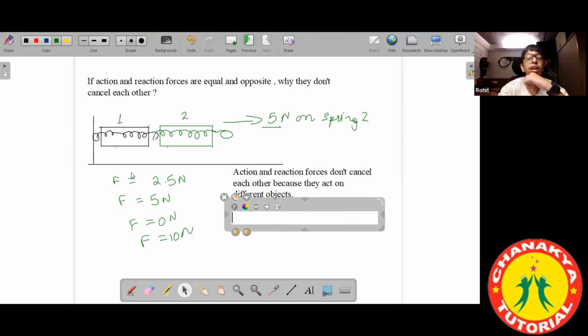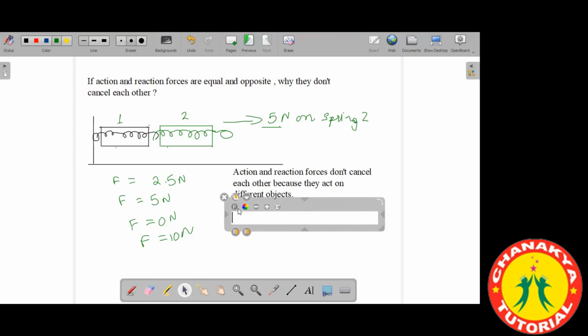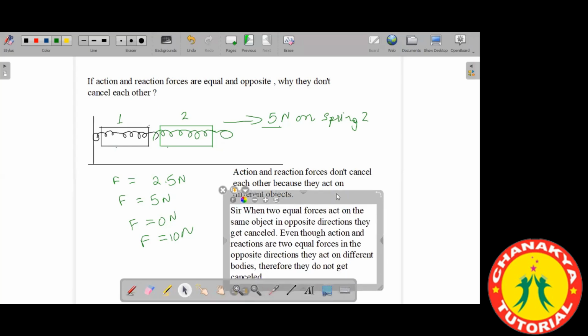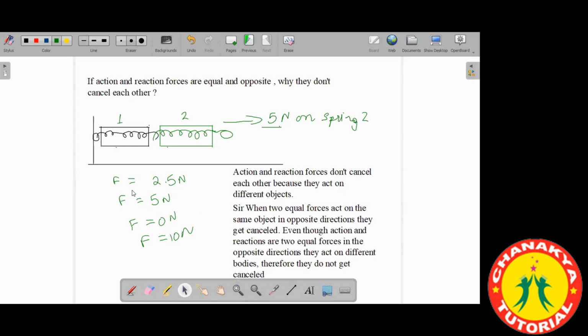Sir, because they don't act on the same object. Yes, because they don't act on the same object, they are acting on two different objects. So these are the two answers. A few people have given me more answers. I have not gone through them. So there are two more answers.